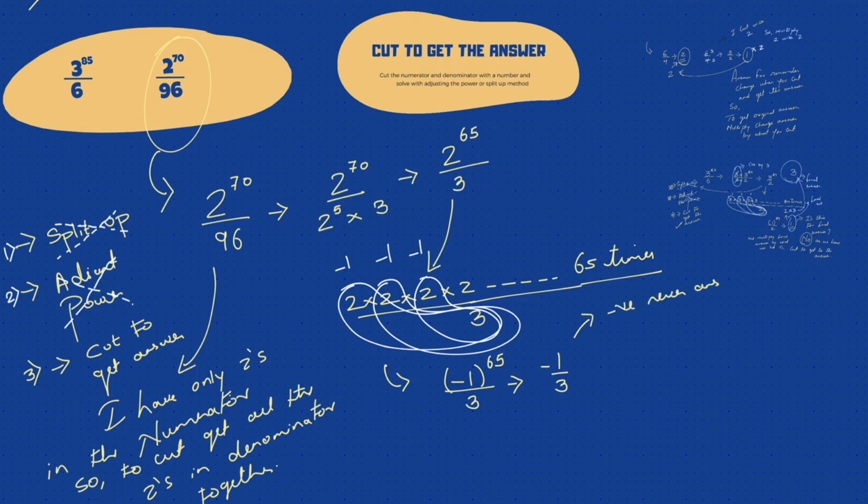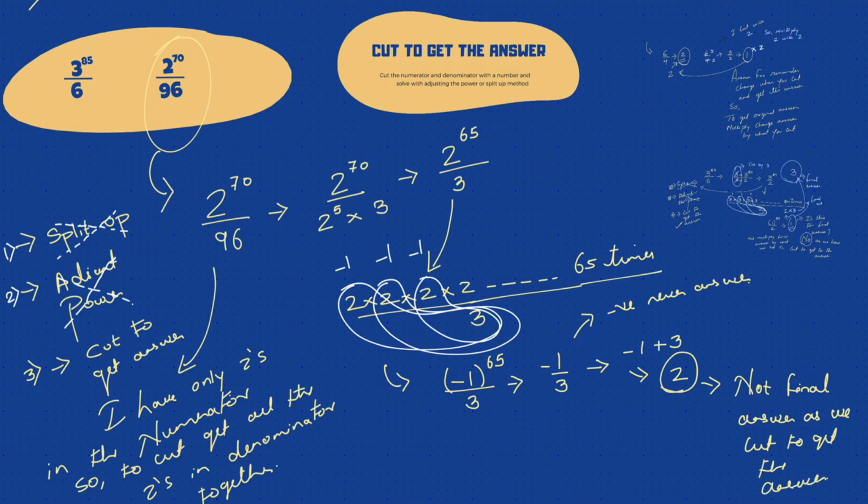But a negative remainder is never our answer. To get the positive remainder, add: minus 1 plus 3 is nothing but 2. So I get the answer as 2. Is 2 my final answer? No, because you have cut to get this answer. That is why it is not your final answer. To get the final answer, what will you do? With whatever you have cut, multiply the answer that you are getting.